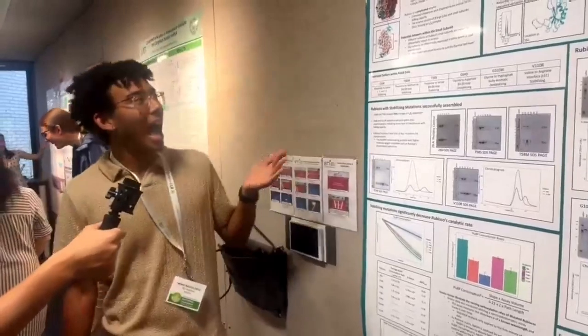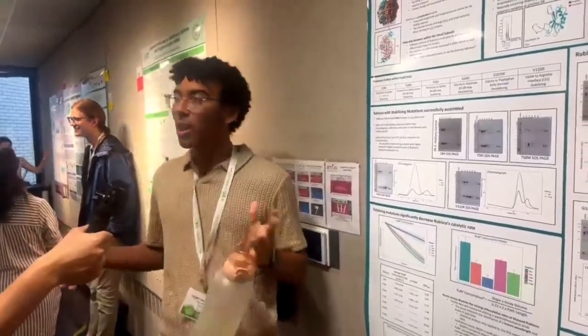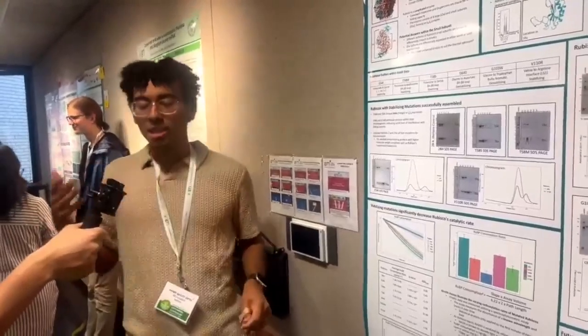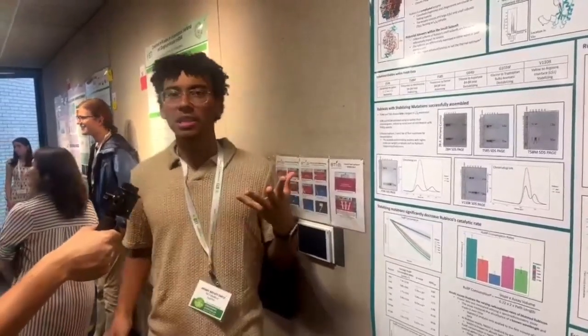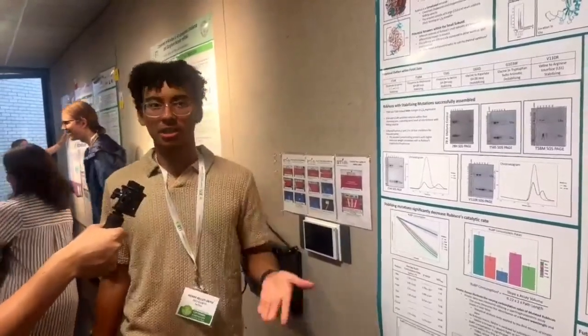So we take a look at the small subunit. Now, rubisco has 8 large and 8 small subunits, and the small subunits are interesting because they're known to influence the speed at which the reaction takes place. However, they're very distant from where the actual reaction takes place.